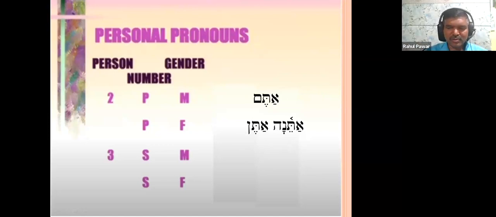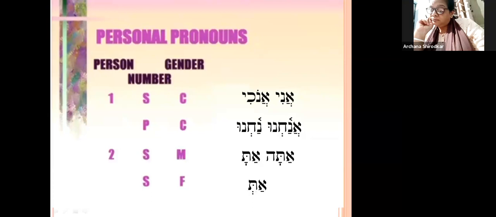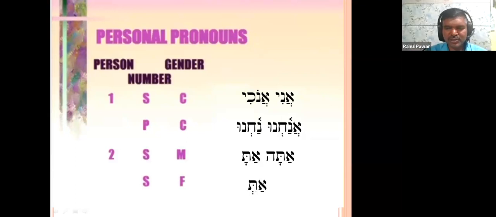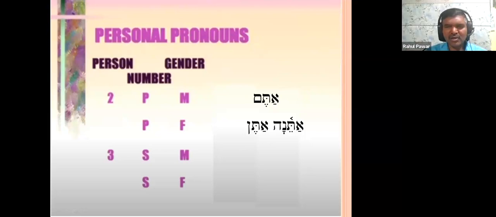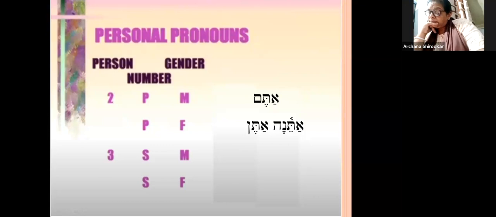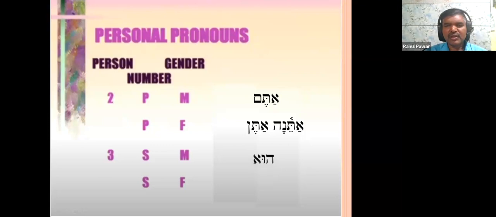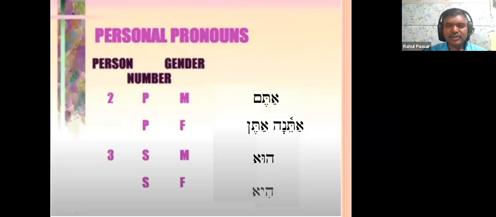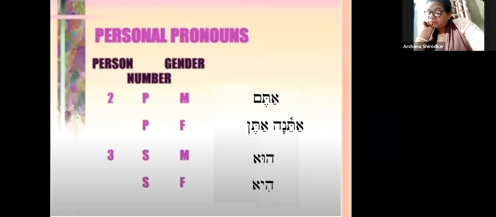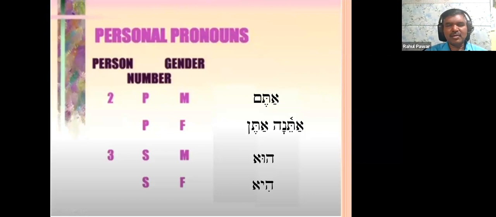All you need to remember: second person singular masculine you is ata, feminine singular you is at. Second person masculine plural is atem. And second person feminine plural is aten or atena. Then third person masculine singular is hu. Hu means he. And third person feminine singular is hi. Hi means she. Got it?